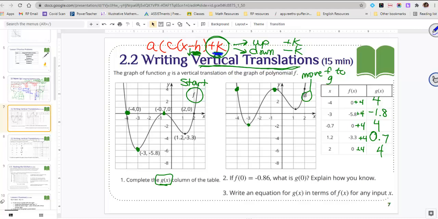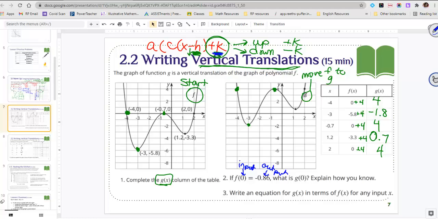This value, this thing that's outside here, isn't changing the input value. It's happening after our input. It's changing the output values. It's just sliding the whole thing up. So we have an input of 0 that has an output of negative 0.86.